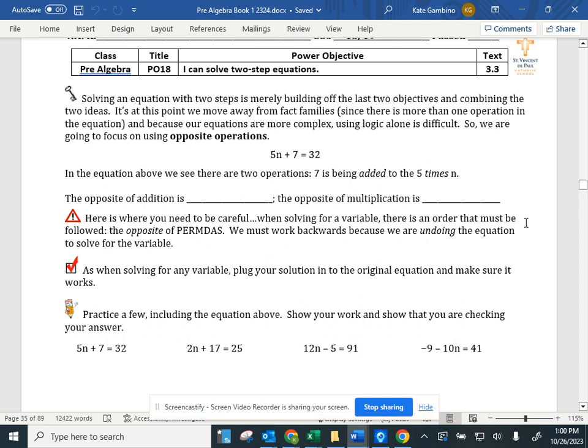Good afternoon. We are working on our last PO of Unit 3, finishing up with some of those equations. Today we are doing PO18: I can solve two-step equations. Yesterday we were working on one-step equations, and two days ago as well. We're either adding or subtracting, or multiplying or dividing. We're going to combine that today.